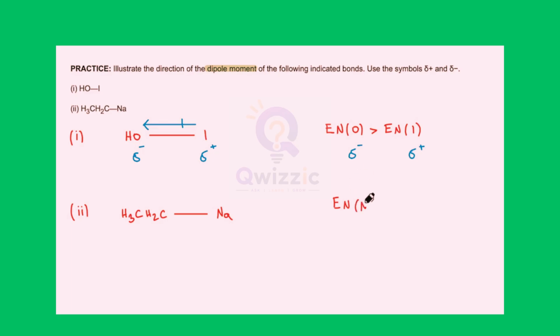So electronegativity of sodium is lower than the electronegativity of carbon, meaning sodium is expected to get a partial positive charge, and carbon is expected to get a partial negative charge because it's more electronegative. So we're going to add delta minus for carbon, delta plus for sodium, and of course, just as before, the dipole moment is going to be directed towards a more electronegative atom. And this is how we end up with our answers. Let's go ahead and label them.